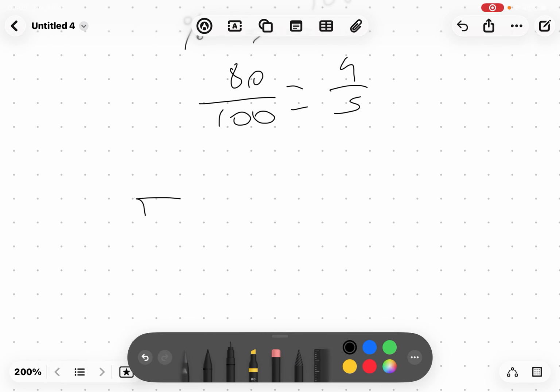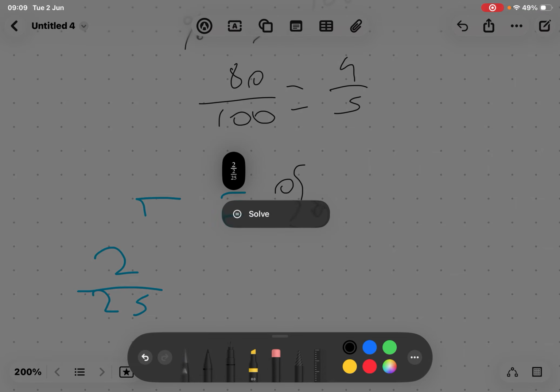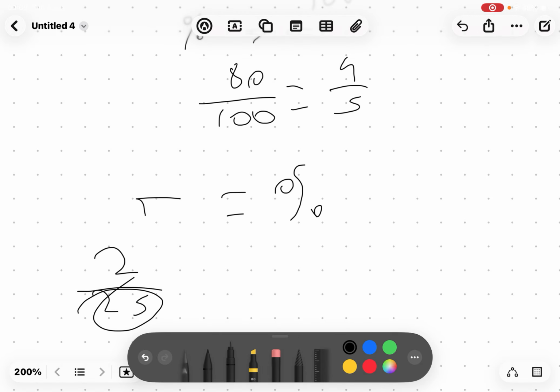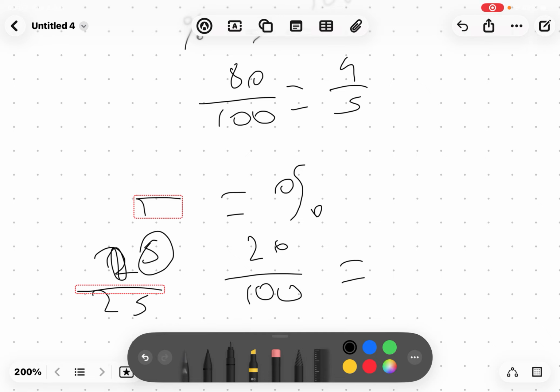And then fractions to percentages. Let's say you have 2/25. To make this a percent, you can make this 100, so times it by 4. Times it by 4 to make 100, and then you times this by 4, so that's 20, so that's 20%. So yep.